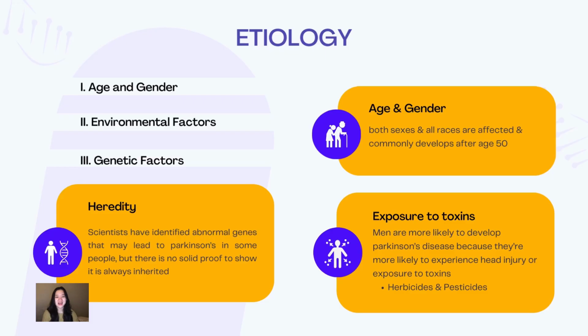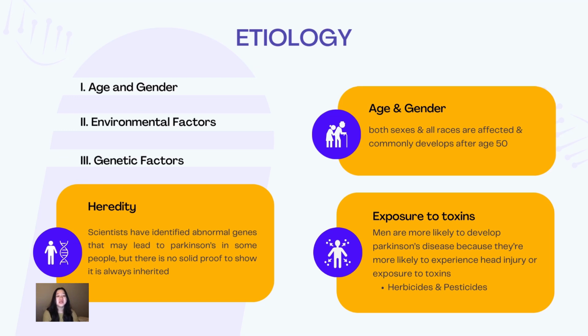Moving on to the next slide. The actual reason for the breakdown of nerve cells that leads to idiopathic Parkinson's disease is yet to be discovered. First on the list would be gender and age. Those over 50 are more likely to get Parkinson's disease. This condition affects people of all ages and ethnicities, although statistically speaking, men are 1.5 times more likely than women to have Parkinson's disease.